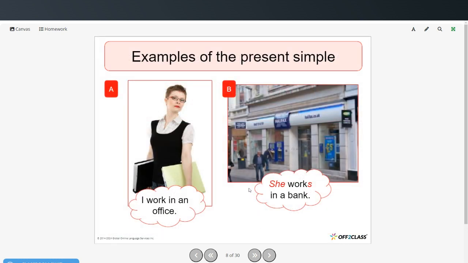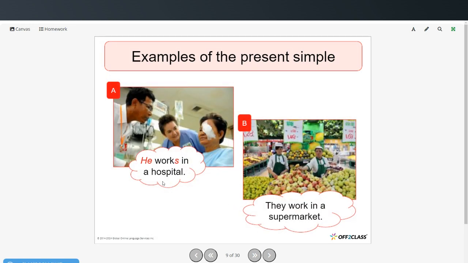So here are some more examples of the present simple. I work in an office. She works in a bank. So these things are general truths. Something that's generally true about someone is where they work. He works in a hospital. They work in a supermarket. So again, we can see when the subject is he, we put an S onto work to make works, and when it's anything besides he, she, or it, we just use the plain form.